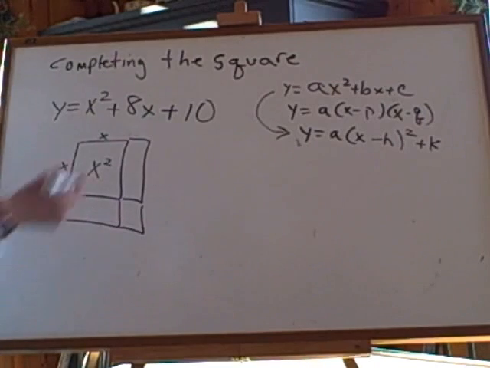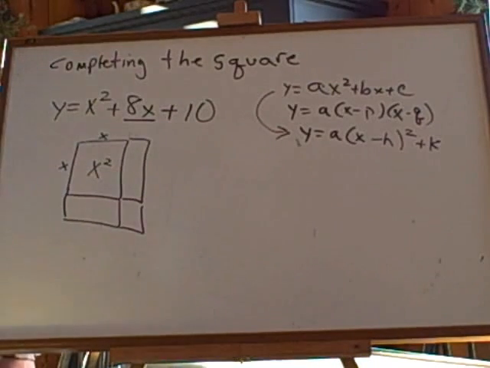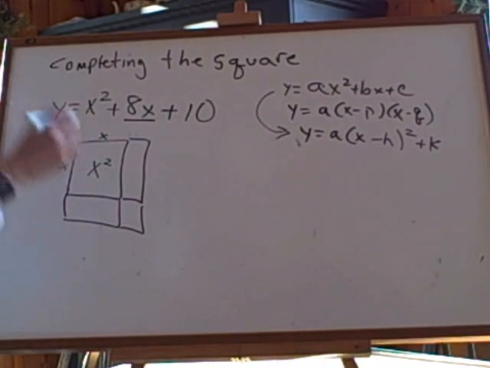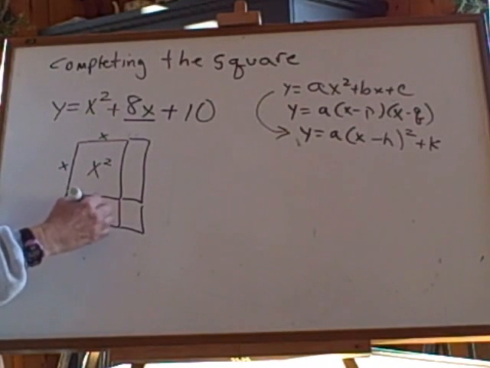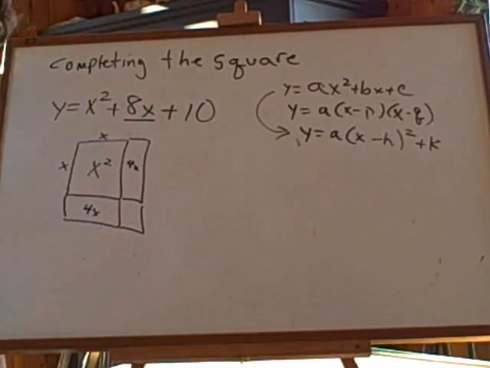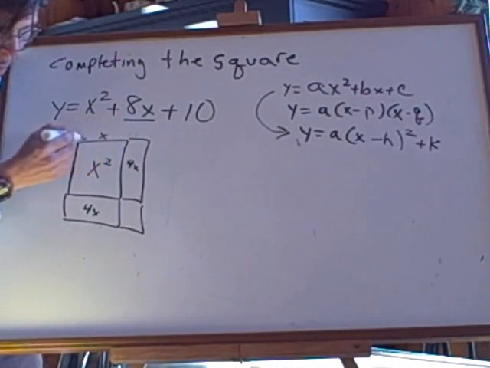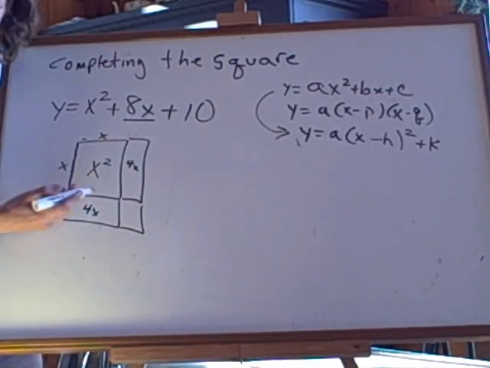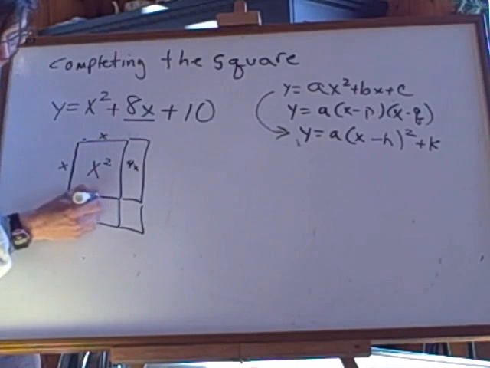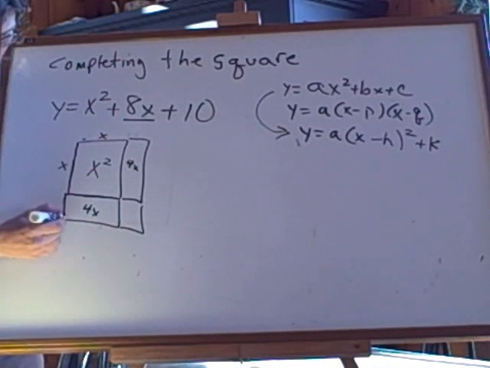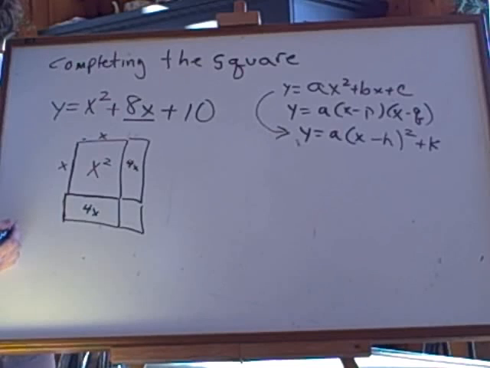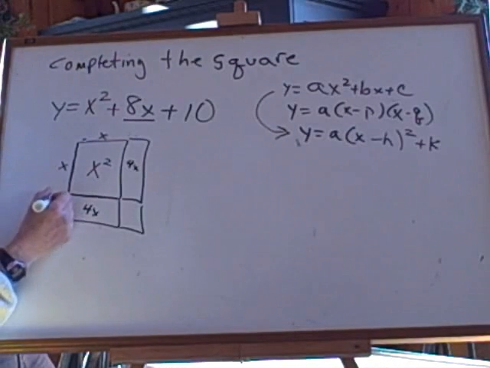So one thing you do when you're completing the square is you want to take half of whatever your middle term is. What's half of 8x? 4x. So I'm going to put 4x down here, and I'm going to put 4x over here. Now, the length of this one is x long, because this is x by x, this is an x squared. So how long does this make this here if this is 4x? 4 times x is 4x.